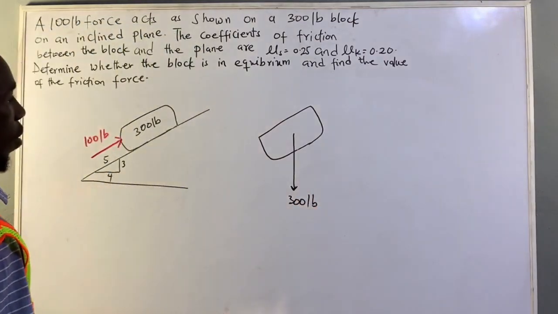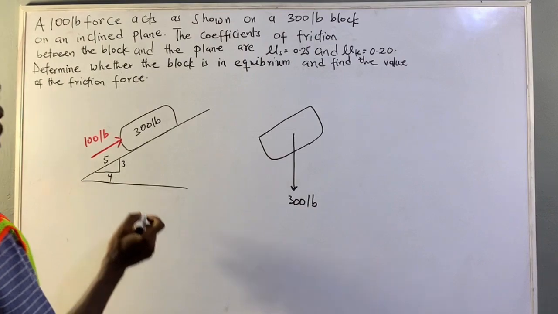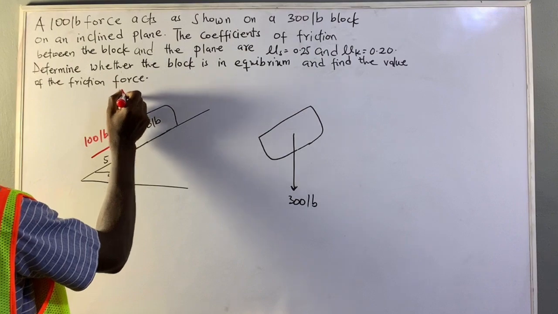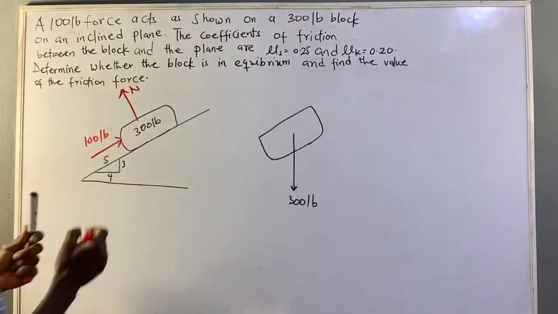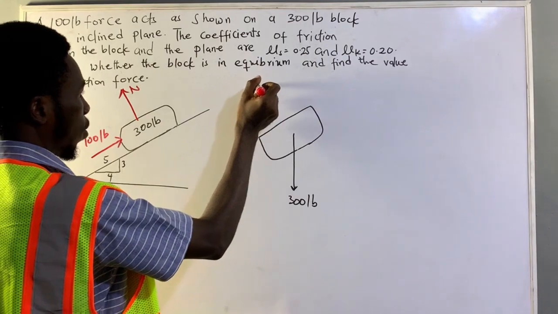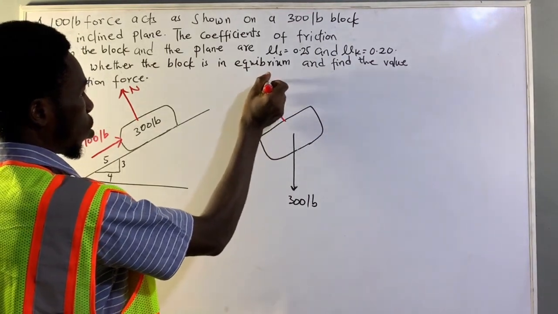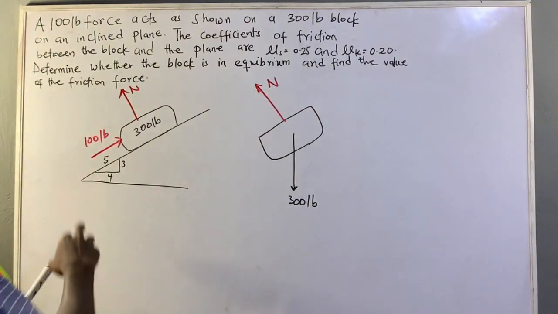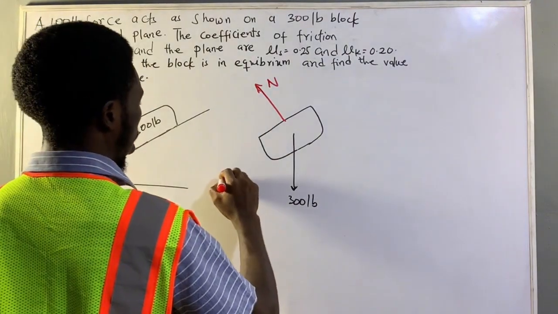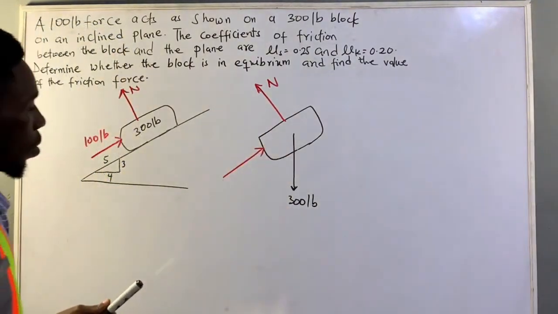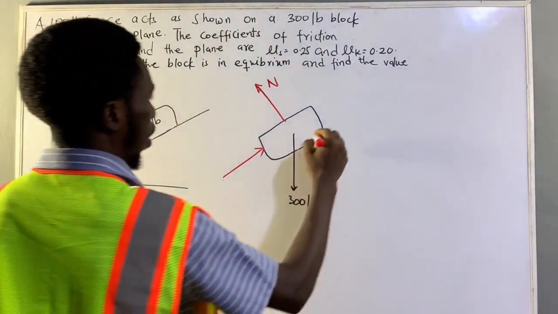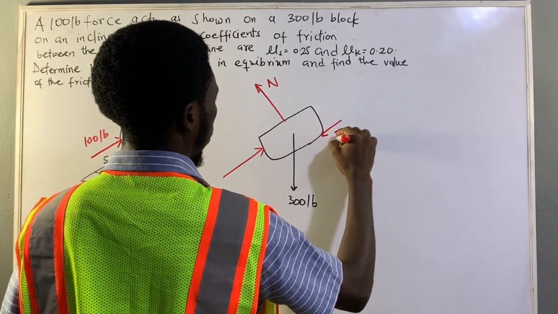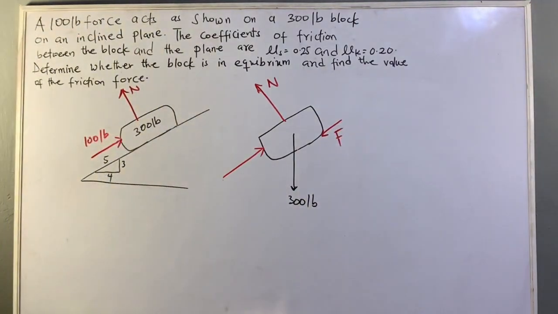And then we're going to have a normal force, and this normal force will be perpendicular to the inclined plane. So this will be the direction for the normal force, right? So this will be the normal force. Now it's left with this applied force here, which is also in this direction. And then we are going to have the friction force between the two surfaces in contact. Let's name it F.